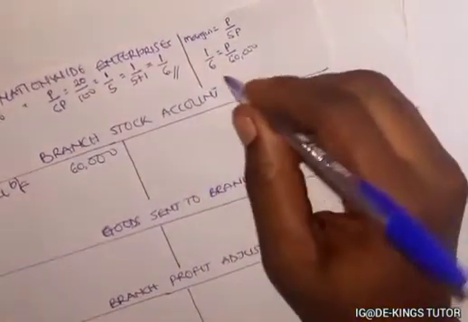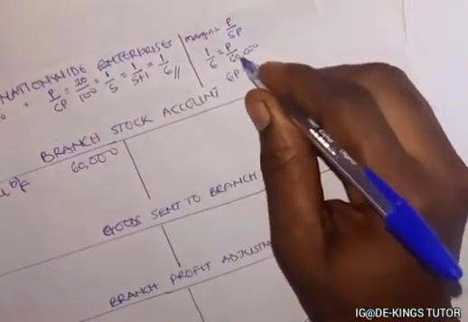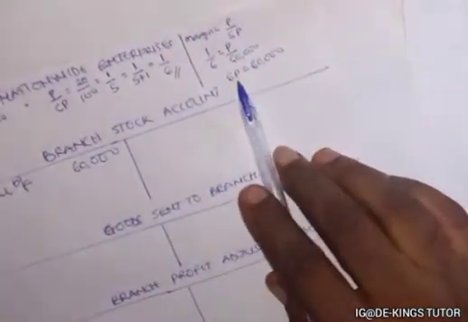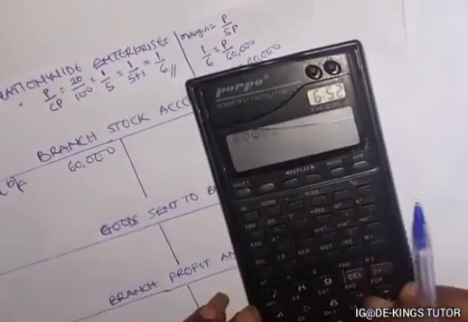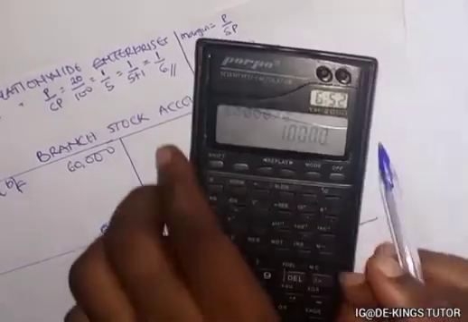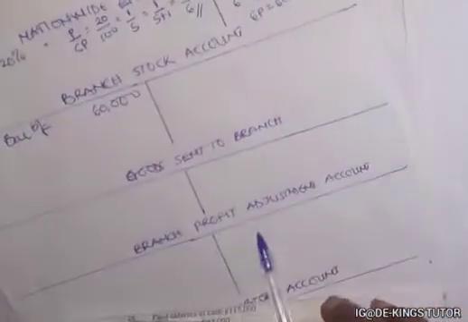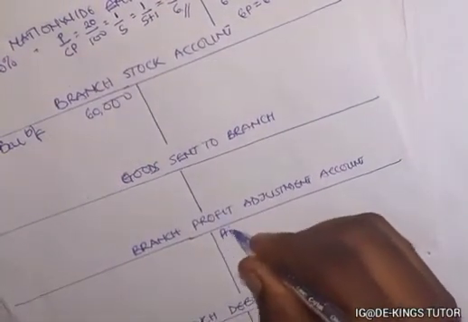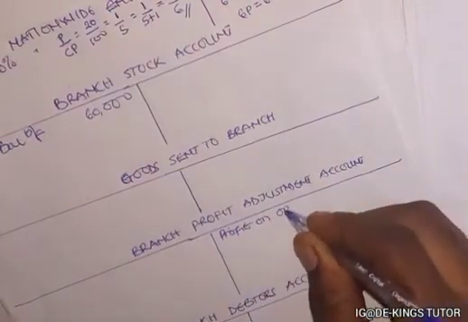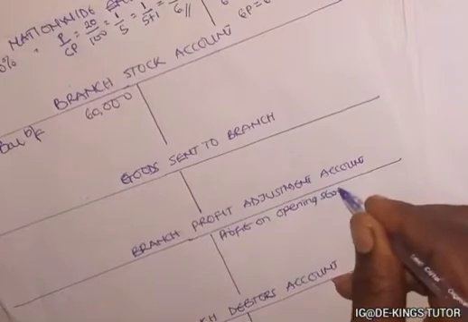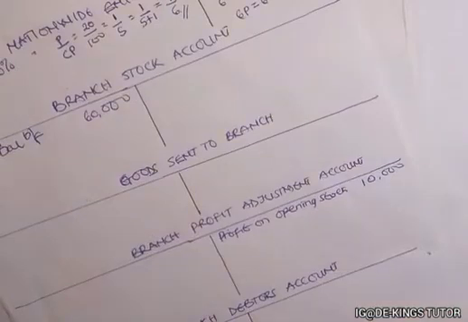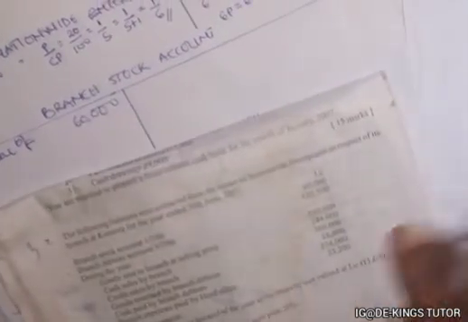So if we cross multiply, P times 6 will give us 6P equals 60,000 times 1, which is 60,000. So our aim now is to get P, which is the profit. So 60,000 divided by 6. Using our calculator, 60,000 divided by 6 will give us 10,000. So the profit on the opening stock, or the balance brought forward, is 10,000. Okay, so that's the first one.